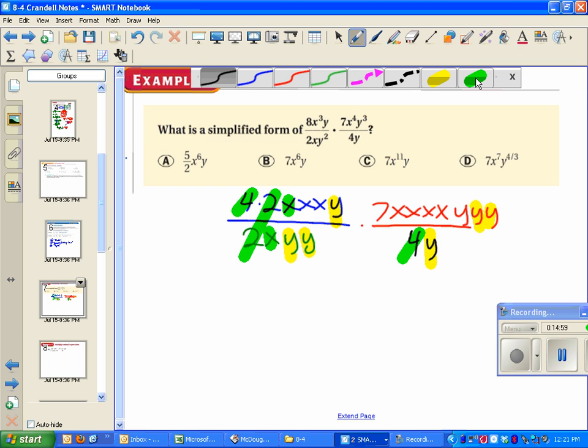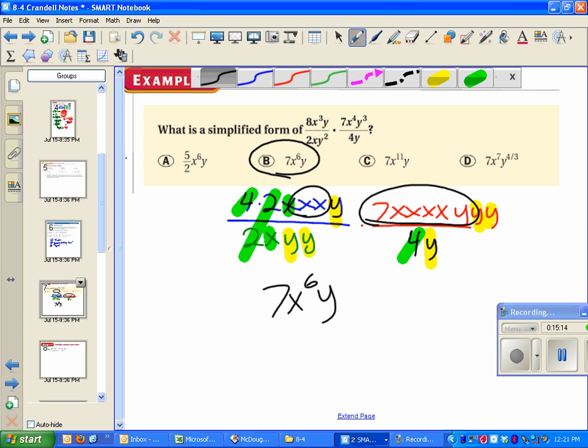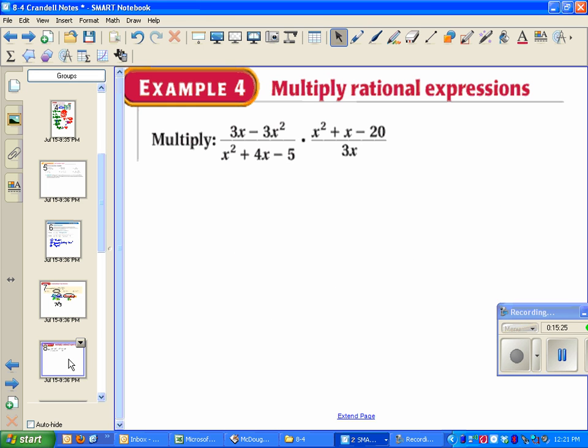So what we have left, I usually circle what we have left, so we have 2 x's here and all of this left, and then multiply that back together. So I have 7 and 1, 2, 3, 4, 5, 6 x's, which means it's x to the 6th and y. So our answer is B. Okay. You could have done that a lot faster, but sometimes things get missing. So if you want to make sure you got the right answer, write it all out and then search and destroy.